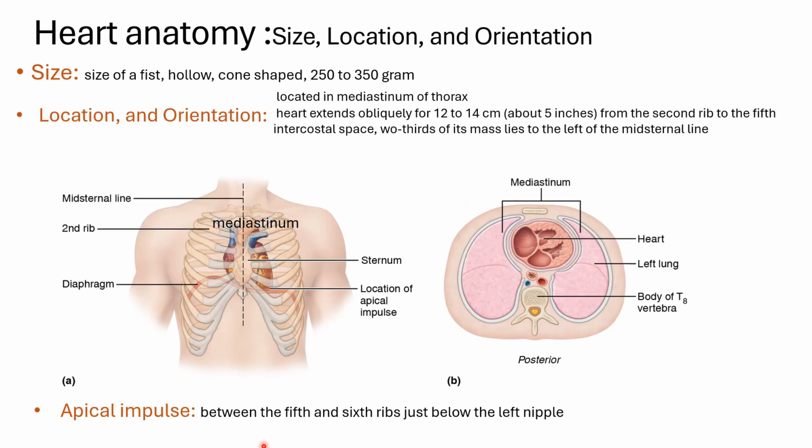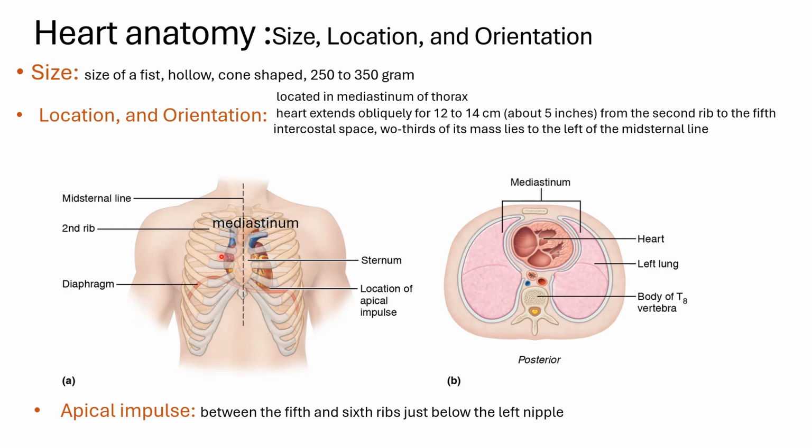Now let's go over the anatomy of the heart. Our heart is around the size of a fist. So if you make a fist with your hand and put it across your sternum and the upper part between the second rib and the fifth rib, this is approximately the size of the heart, and it extends from the second rib to the space between the fifth rib and the sixth rib. This is where we can feel the apical impulse.